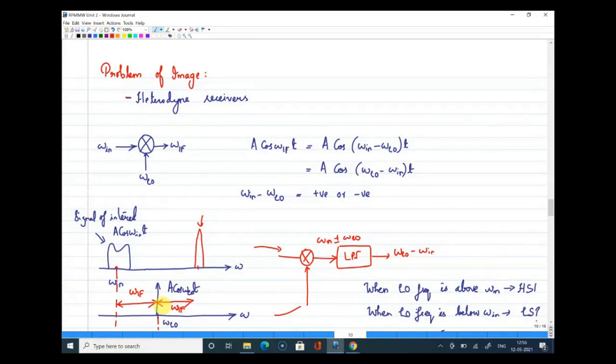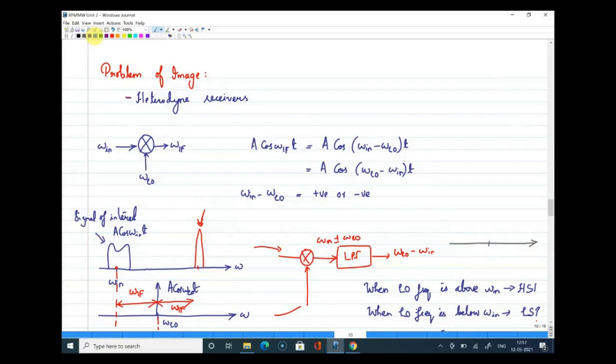Now, if there is an interferer present at equal distance on the other side, on the right side of ω_LO, that signal will also go to the mixer, will also get down converted, and will also fall to the same intermediate frequency, right? So if I draw that, then you will get a better picture.